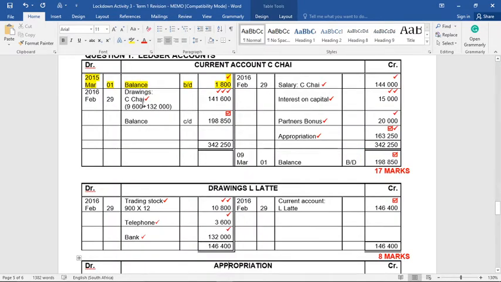So 800 Rand times 12 is 9,600 Rand there, and it's going to form part of drawings, C Chai. You cannot just write drawings. You must write the name of the guy as well, because there's an account called Drawings C Chai. So 9,600 Rand relates to the trading stock that he took out every month. Don't worry about the next figure. We'll get there.